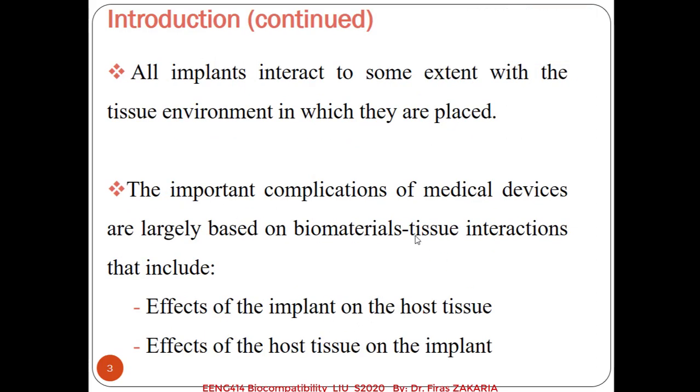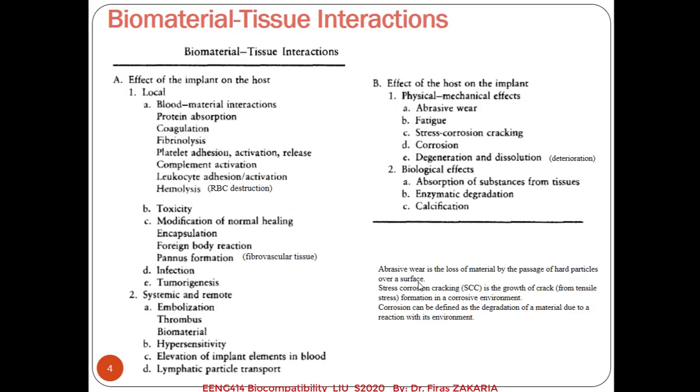So in this chapter our focus is on biomaterials-tissue interactions. That includes two points. We will discuss the effects of the implant on the host tissue, and also the effects of the host tissue on the implant. This is our focus in this lecture. Here you can see some examples about the effect of the implant on the host tissue.